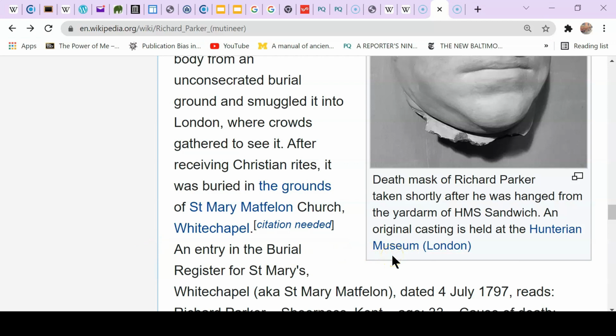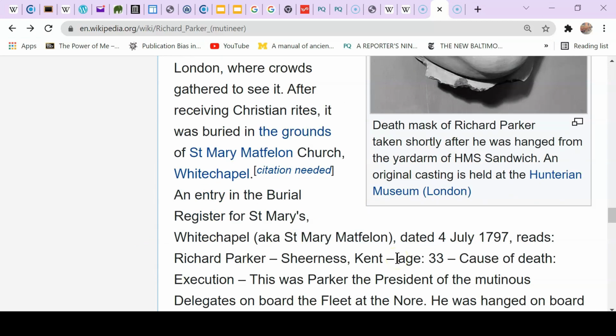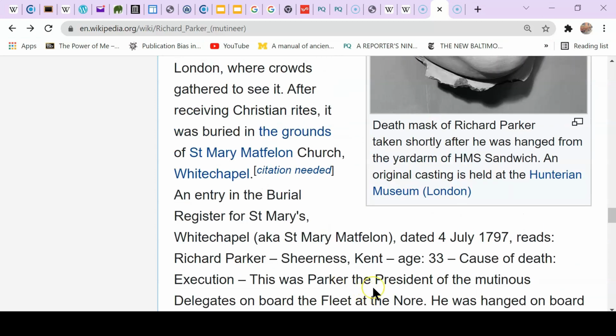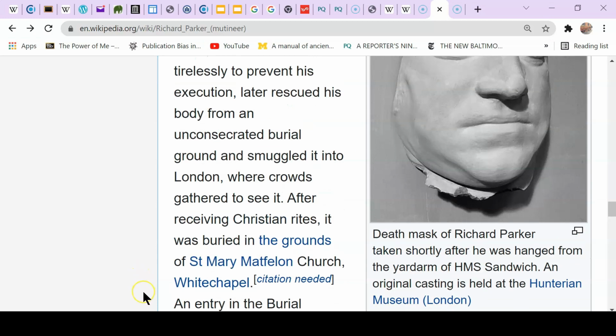Right? An entry in the burial registry for St. Mary's Whitechapel, dated the 4th of July, 1797, reads, Richard Parker, Sheerness, Kent, aged 33. Right? The cause of death, execution. This was Parker, the president of the mutinous delegates on the board of the fleet at the Nore. Right? He was hanged on board HMS Sandwich on the 30th day of June. Right? So for 4 days she has his body.